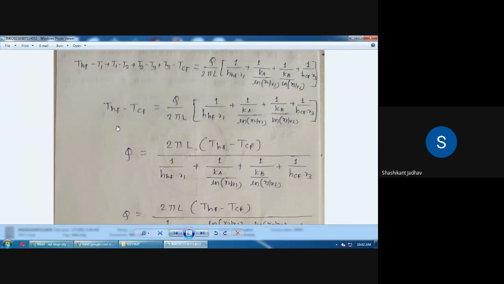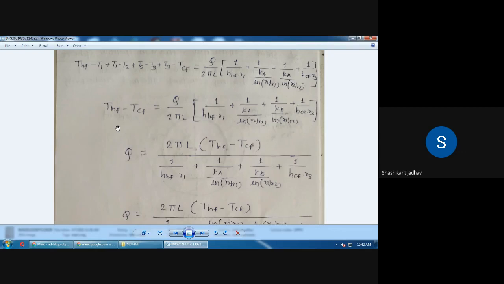1 upon HHF into R1 plus 1 upon K into K divided by ln of R2 by R1 plus 1 upon KB into ln of R3 by R2 plus 1 upon HCF into R3. जे काही राईट हँड साइडला टर्म आहे त्याच्यामधून आपण Q बाय 2 पाय L कॉमन घेतलेला आहे आणि रिमेनिंग टर्म्स वी हॅव टू रिटर्न इन दी इक्वेशन.